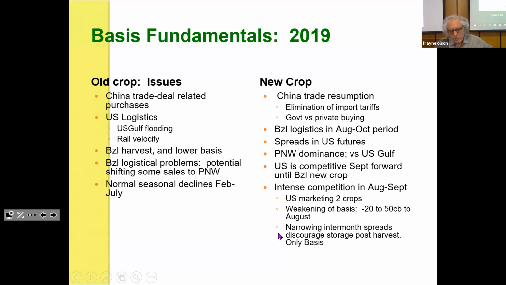Now, as we look into new crop 2020, this is the right-hand side of my chart. I would say the items of interest and importance is Chinese trade resumption. So this is very critical. I've highlighted how much they bought, how much they have left to buy. Technically, the tariffs went off in February.